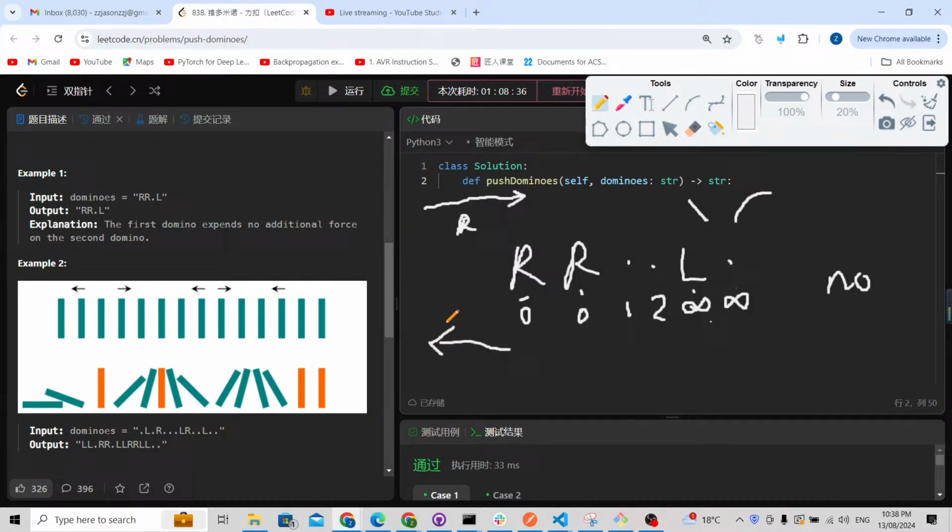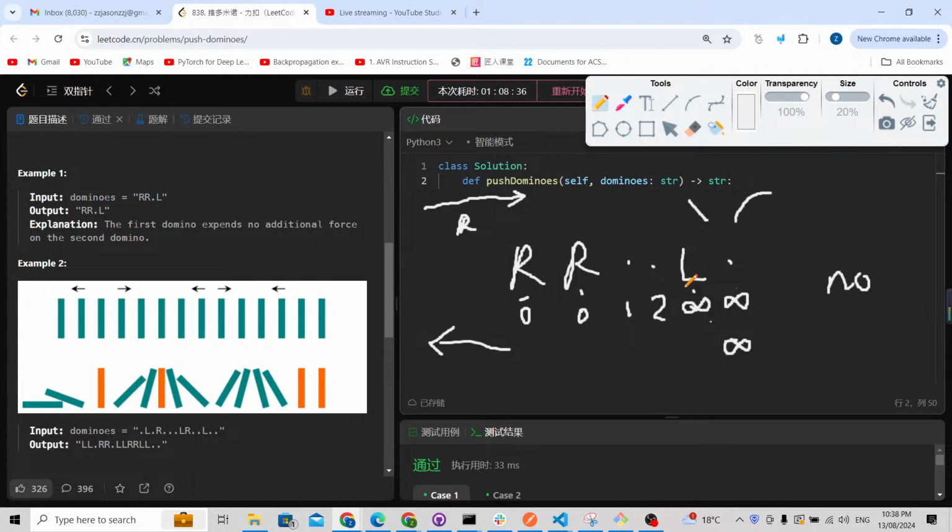The second loop is gonna start from the right to the left side. So we're gonna check the influence from the L, it means the force from the left side. So for this dot, is there any influence from the left side? There's no L. So if there's no L, what are we gonna do? We're gonna set it to be infinity, right? So what about this position?